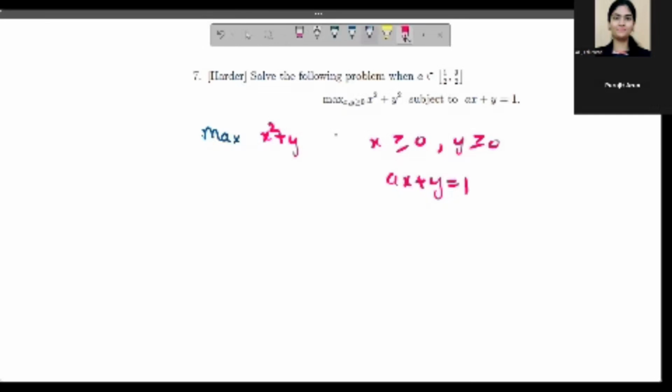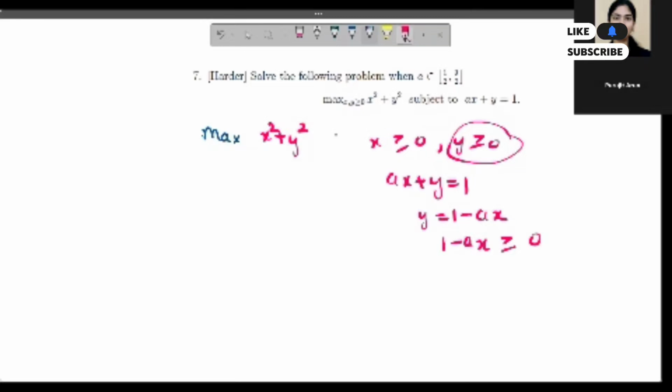Now what can I do? It is y square, right? I need to solve it for xy. If I have two equations, let's try substitution, doing it from one way to another. So y will become from here 1 minus ax. Now because y is greater than or equal to 0, this 1 minus ax has to be greater than or equal to 0, right?